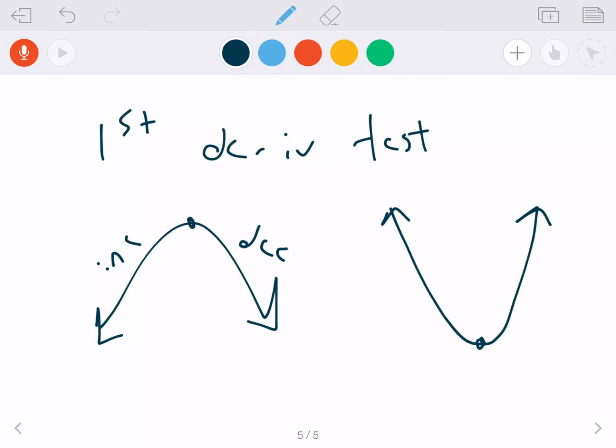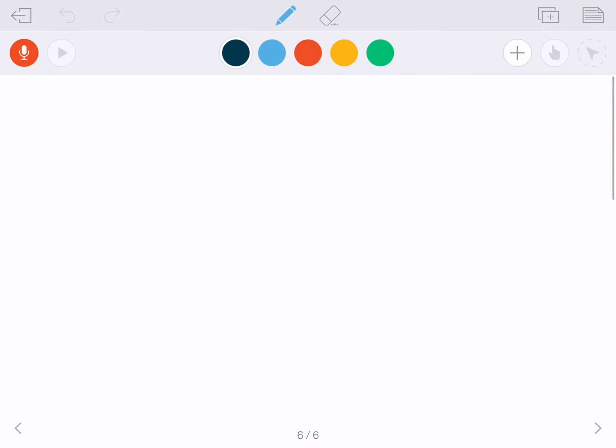What you have to watch out for on the first derivative test is you can't just assume that a critical number is going to be a relative min or max, because remember, your function can always do this. There's still a critical number here. There's still a point where the derivative is equal to 0, but it's neither a max nor a min.